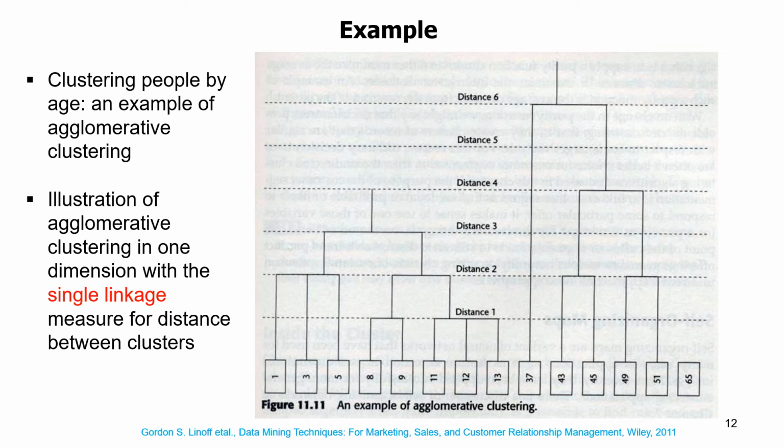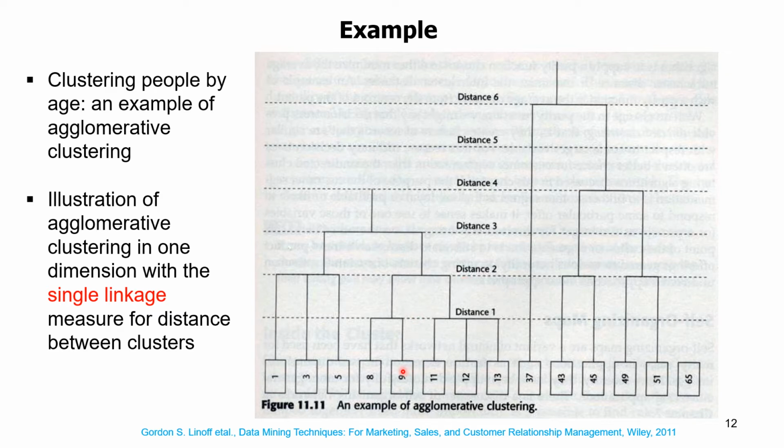This one shows an example of agglomerative clustering using single linkage. In the beginning, we are looking for distance 1, the very closest: 11, 12, and 12, 13. So this becomes one cluster. Also, there is a distance 1 here, 8, 9. So these are merged, and these are merged. And then we are looking for distance 2.